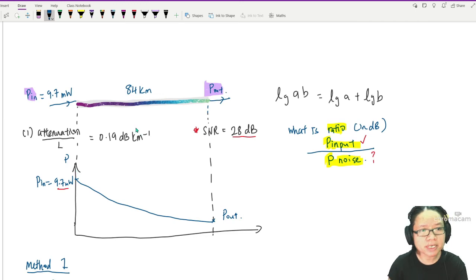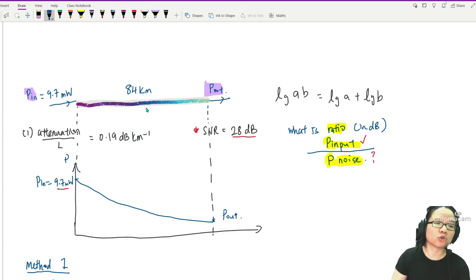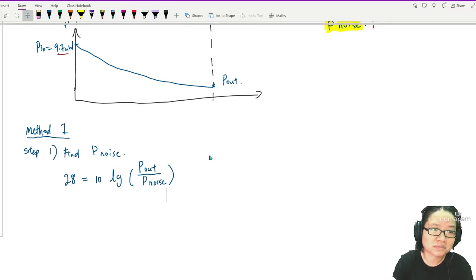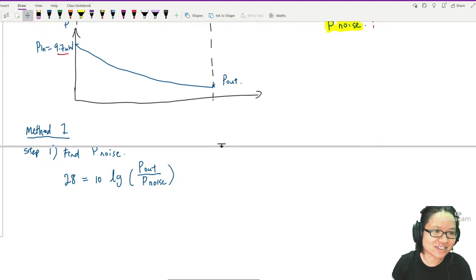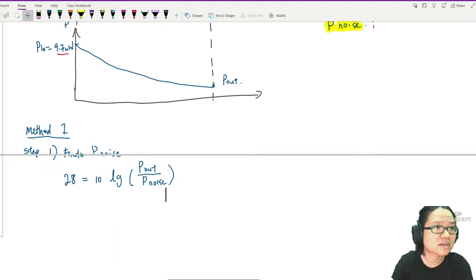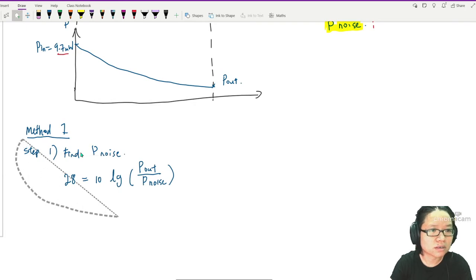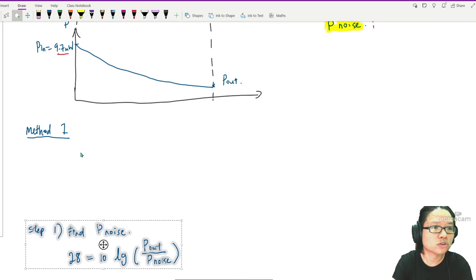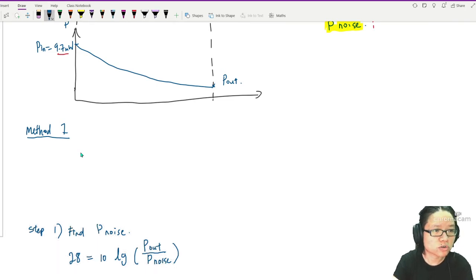We can find P out, right? Because we have the attenuation per unit length. So by the time you reach here, you go, I need to find P out. So this will be now step 2. I'm just going to move this a bit. So actually, step 1 is to find the output power.